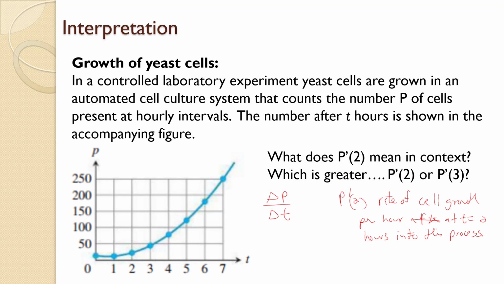Well, P prime of 2 graphically is the slope of the tangent line at 2. So here's that line. And then here is P prime of 3, being the slope of the tangent line at 3. Now looking at those two things, it looks like this one has a steeper slope. So I'd be forced to assume that P prime of 3 is greater than P prime of 2.